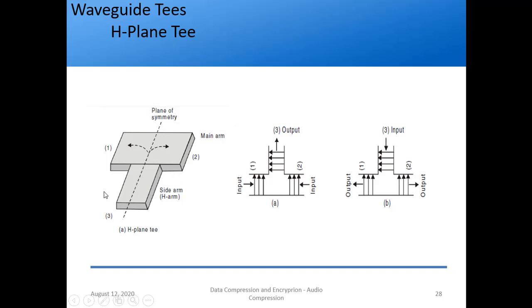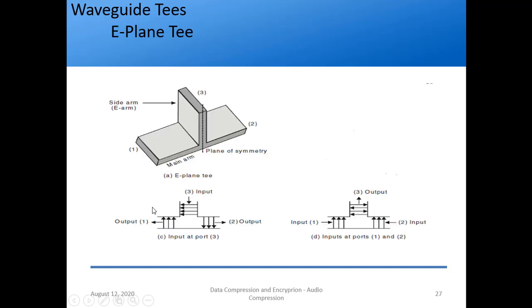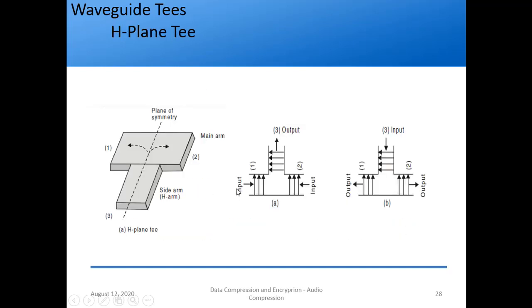Okay, so this is the side arm or H arm, and these two are again collinear arms. So if you give an input here, the input is divided equally between these two arms, and they are in phase. So that is the difference between E plane T and H plane T. For E plane T this was out of phase, for H plane T it is in phase, right? Similarly, if you give the inputs here, you will get the same output added here.